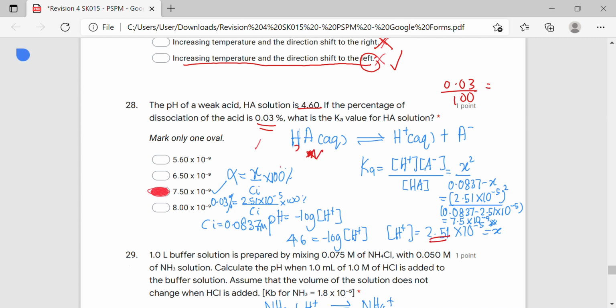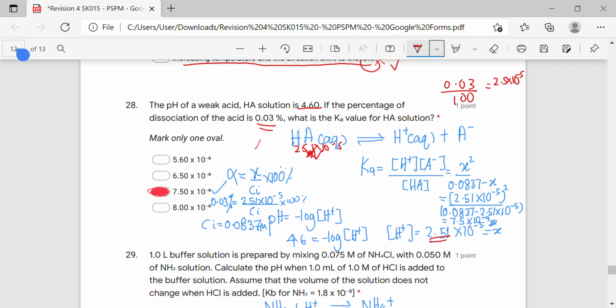So 2.5 exponent -5. Sorry, change. Change ialah X over initial 2.5 exponent -5. So dari sini kita boleh dapatkan nilai X. Okay.